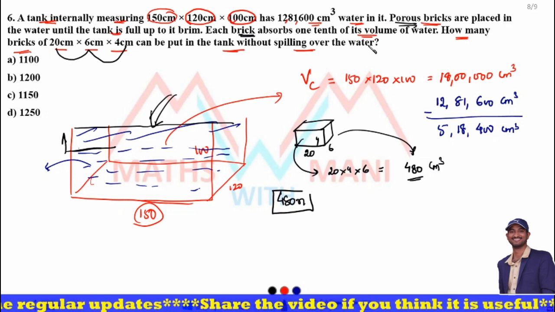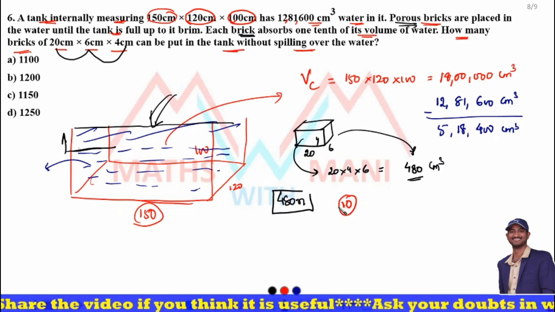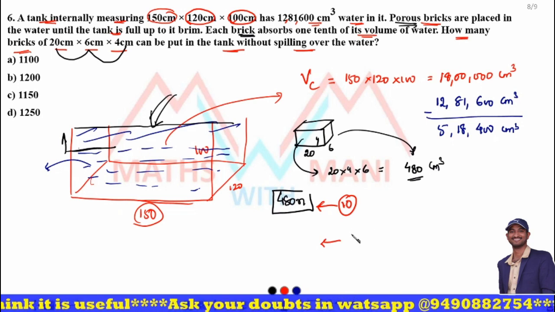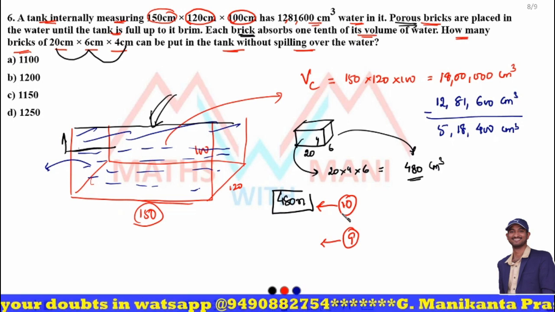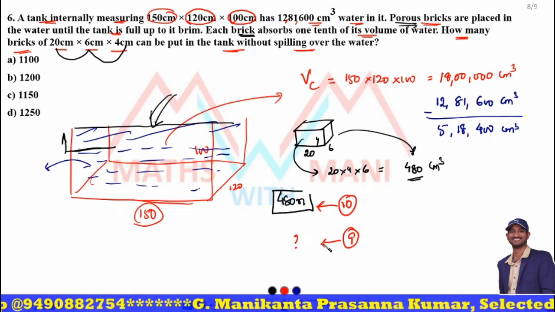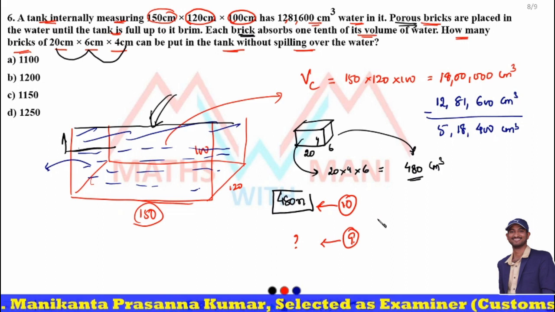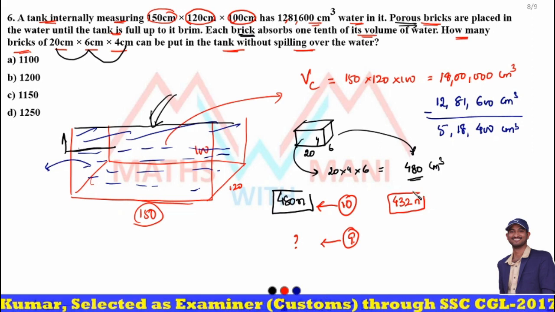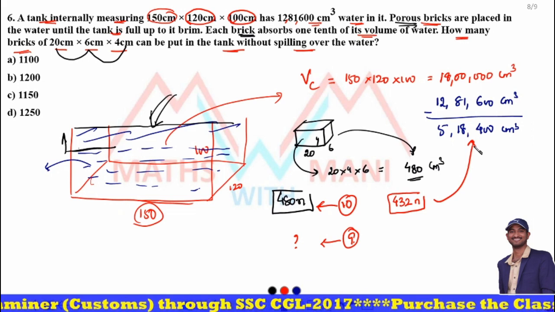So it is given that 1/10 of the volume is absorbed. That means 10 parts is 480 n, but 1 part is absorbed. So what about 9 parts? Basically, 10 parts is the total volume of the bricks, but the brick absorbs 1 part, so the remaining 9 parts is equal to how much? 9 into 480 n by 10, or 9 into 48 n, that is 432 n. This 432 n volume is equal to the remaining volume. I hope all of you understand.